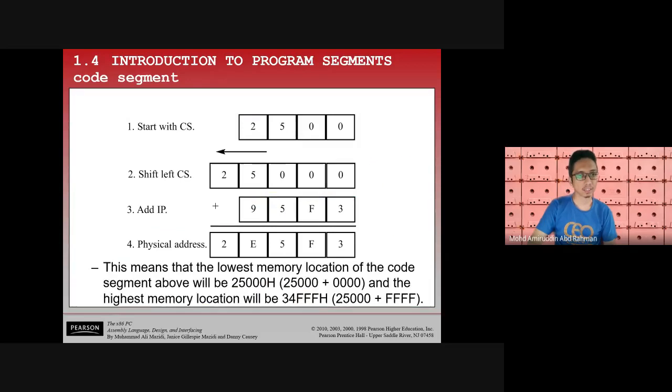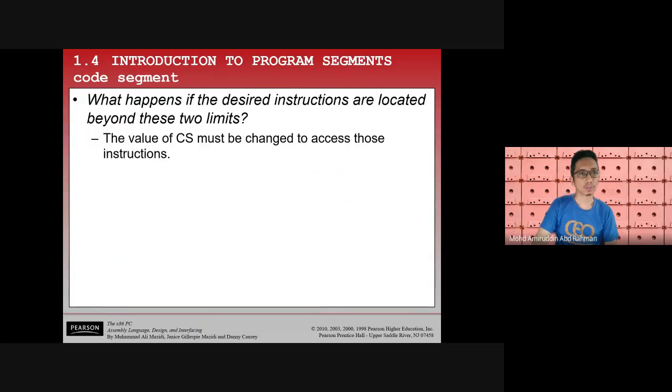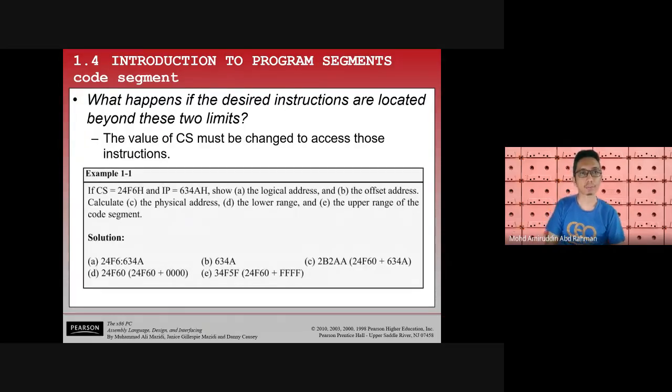So this is what I just mentioned. The highest memory location will be 34FFF, and the minimum one will be 25000. What happens if the desired instructions are located beyond these two limits? The value of CS must be changed to access those instructions.